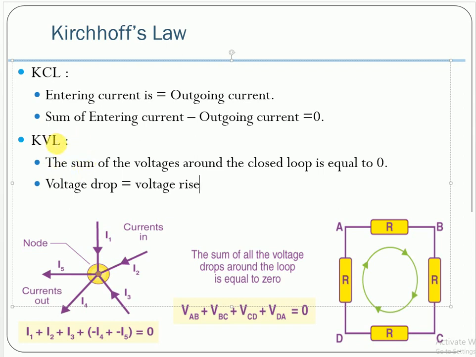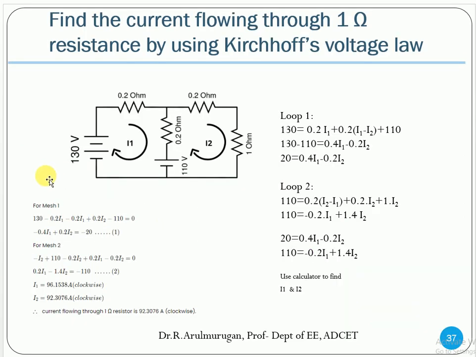Voltage rise is equal to voltage drop. Father is earning and giving the money, and the children are using and consuming it. That is called Kirchhoff voltage law. Voltage rise is equal to voltage drop. So that is about the Kirchhoff voltage law.